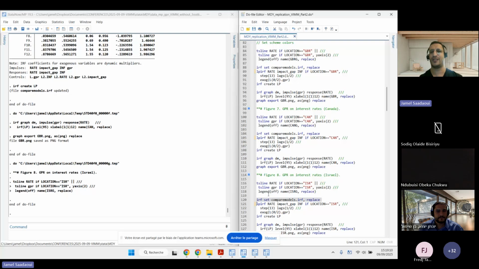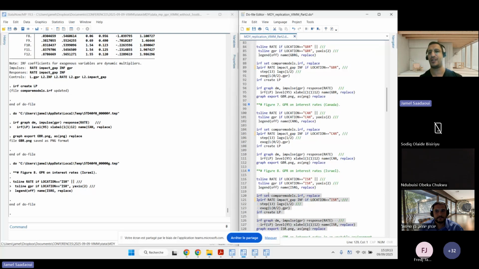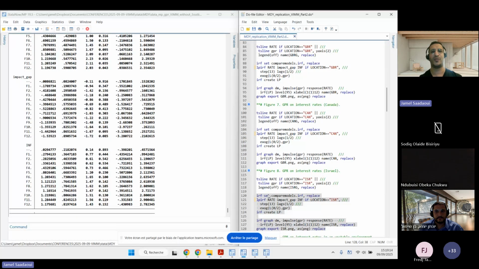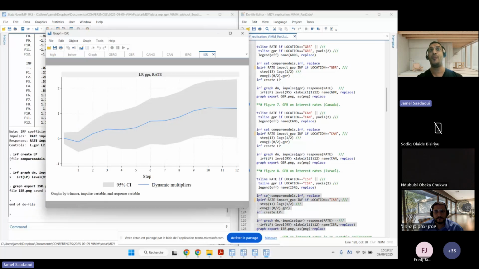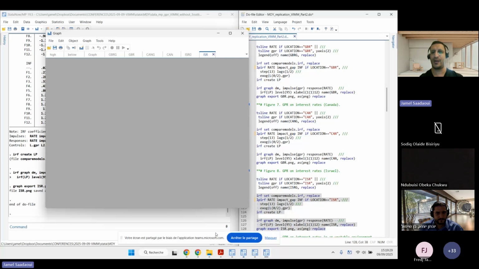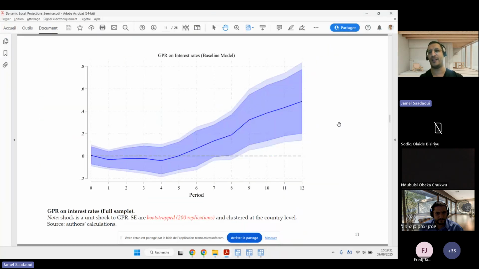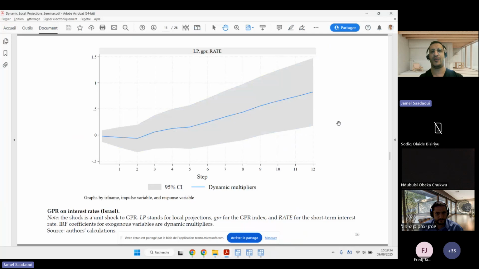So let's see what the reaction is in Israel. It seems to be similar to what we have, but more bumpy because inflation is more volatile than in the rest of the industrialized countries, but it seems to have this reaction. Okay. So now we are going to see the more advanced example. For example, focus on the UK. You have this average treatment effect, which is the average reaction.